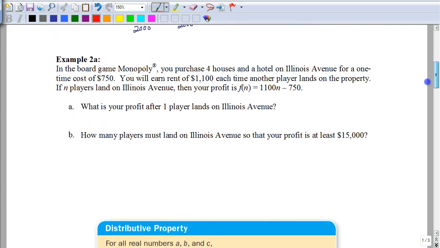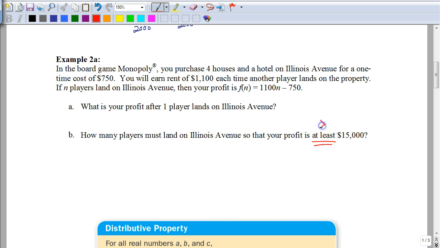Okay, the next one, we're going to skip part A because for that one it's just like part A for the previous problem where you just substitute one player in for n. For this one we're going to look at part B where it says how many players must land on Illinois Avenue so your profit is at least $15,000.